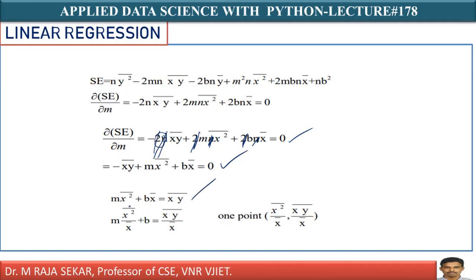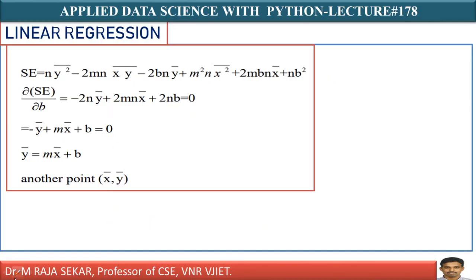Now, let me divide this entire equation with x bar. mx square bar by x bar will get cancelled. It is of the form y equal to mx plus b. What is my y? xy whole bar by x bar. This is my y. Y equal to mx plus b. What is my x? X square whole bar by x bar. Means this equation is passing through this particular point, isn't it? Therefore, why? Because this point lies on this particular line.